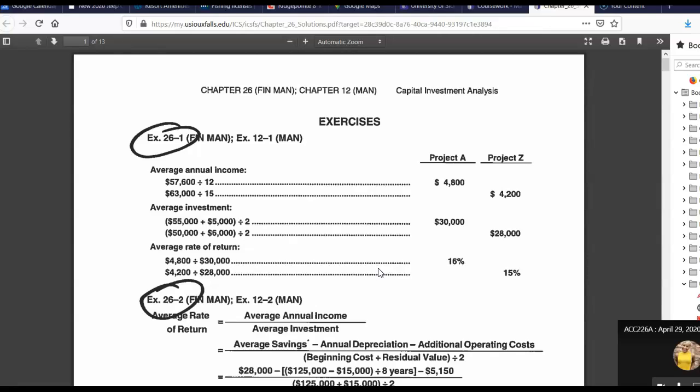And there's two things that we're going to learn underneath that one. It's a simple calculation. So the first point would be, this one does not factor in the present value of money. And then if we look at what we have here on the screen, the calculation is average annual income divided by average investment right here. So you'll see it. So for project A, average annual income, 4,800, divided by the average investment.